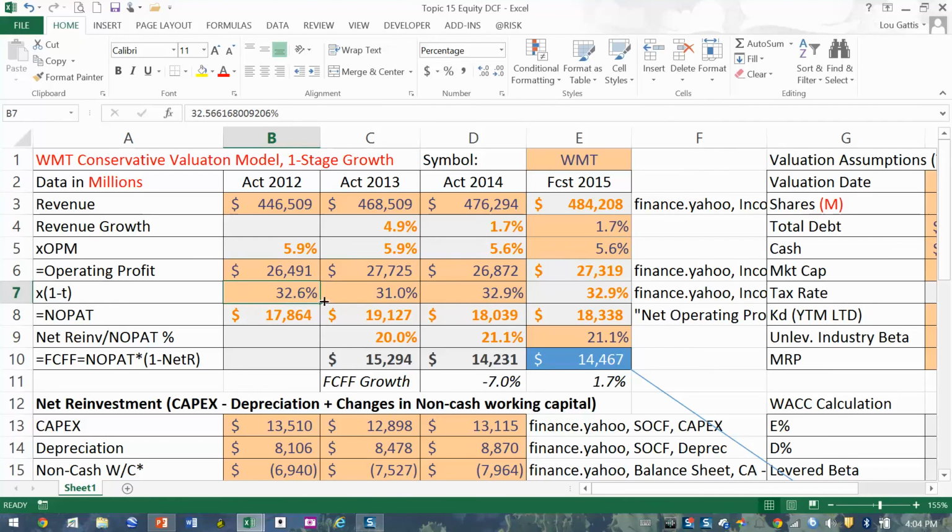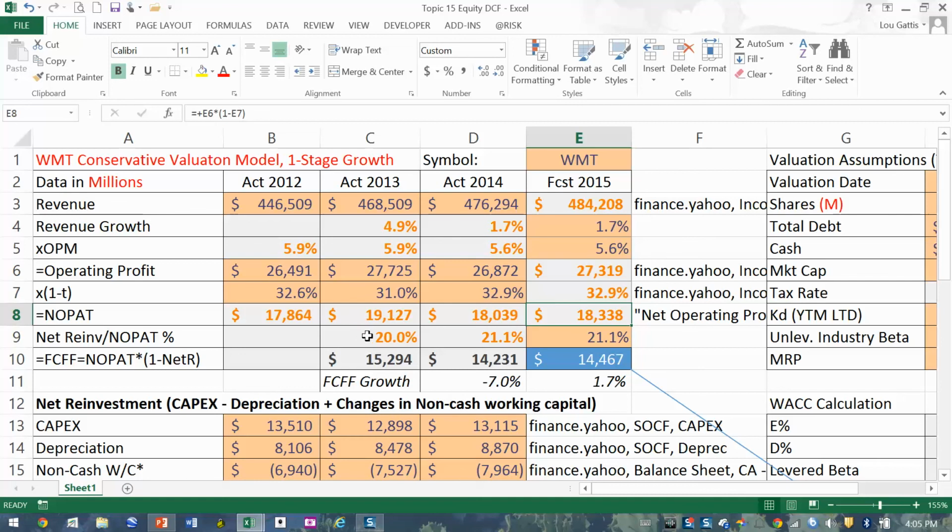I then calculated the historic last 3 years tax rates by going to their income statement and dividing tax over pre-tax income. Their tax rates have been 32, 31, 33. Again, to be conservative, I'm going to take the average of these or last year, whatever's higher. So I'll use last year's. If I take my estimated revenue for 2015, multiply times my operating profit rate, I get my operating profit. Take 1 minus the tax rate, that's going to give me my net operating profit after tax.